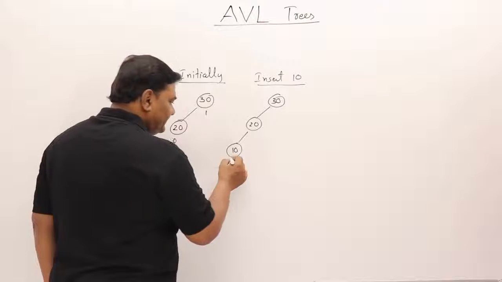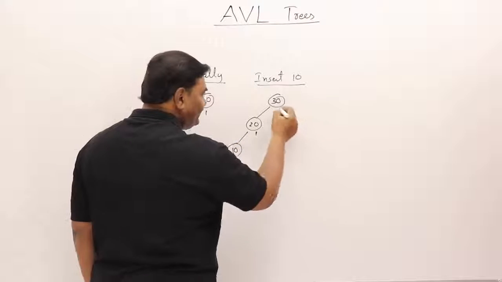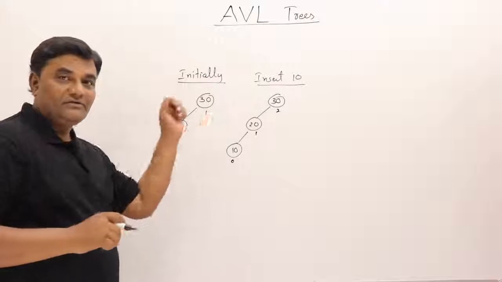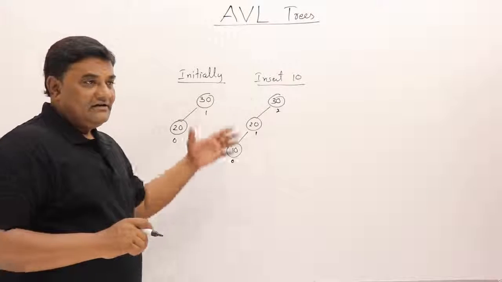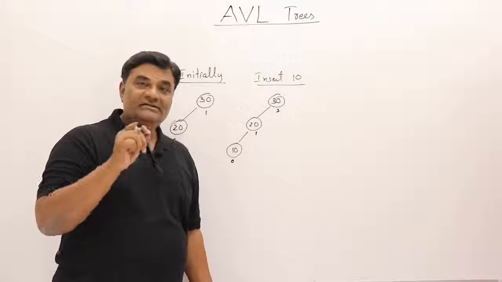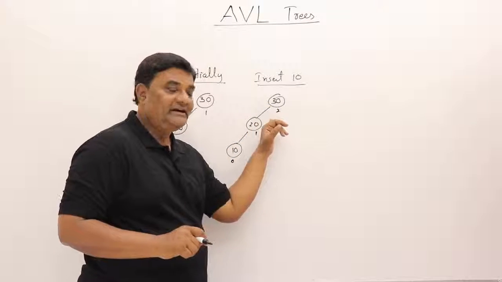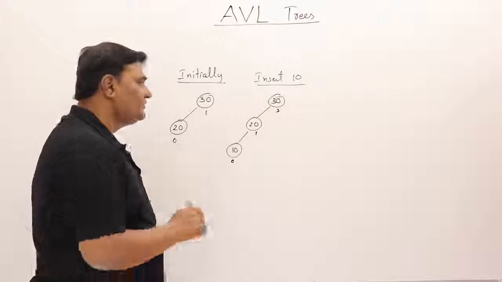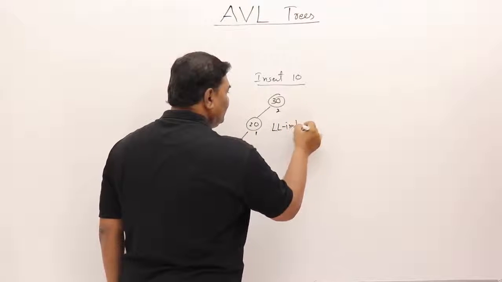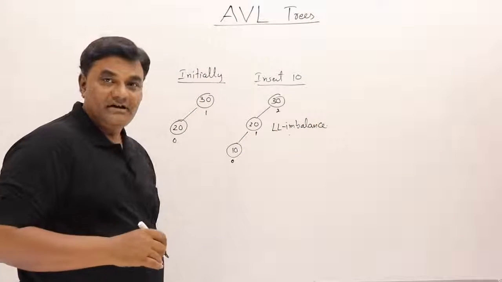Now count the balance factors. This is 0, this is 1, this is 1, 2, and that side is 0 only. So this is 2. So this node became imbalanced. Now I have to perform a rotation to balance it. But let us see why it became imbalanced. This became imbalanced because I have inserted on the left of left. So this is a left of left imbalance. Let us call it a left of left imbalance.